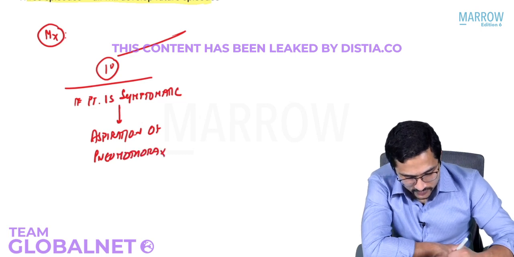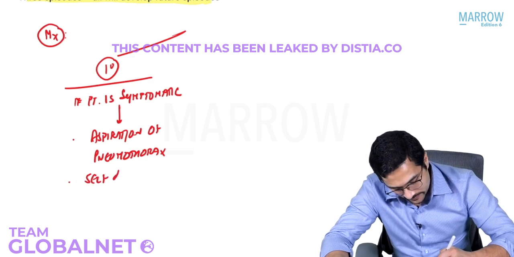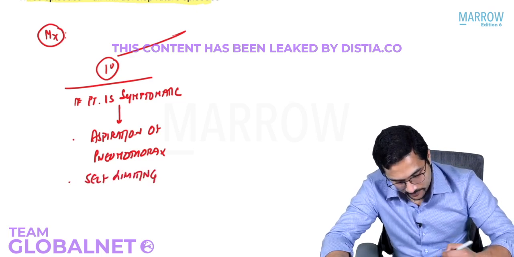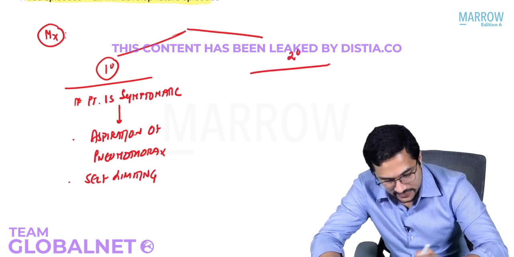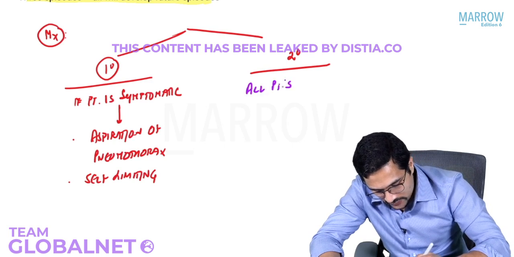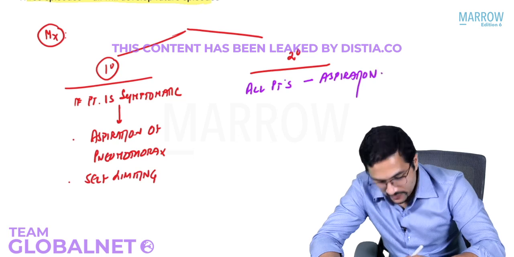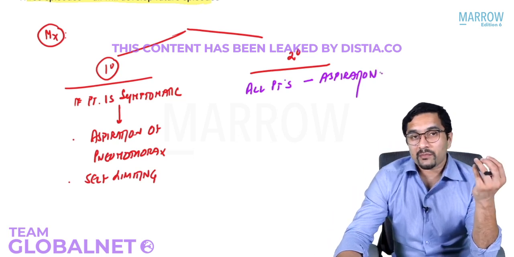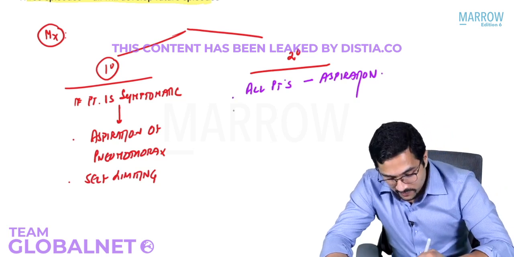Otherwise, in the majority of patients, primary spontaneous pneumothorax is self-limiting. Now, if it is secondary pneumothorax, all patients will require aspiration, right? Because it is already secondary to a lung pathology and it is less well tolerated. So everyone will require aspiration.